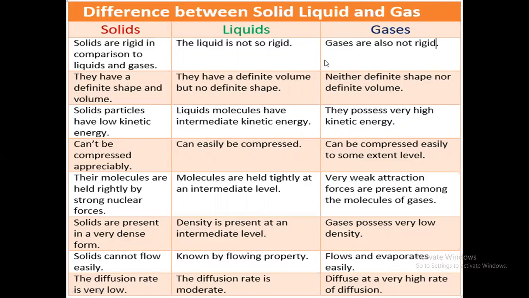Why? Because in solids, the particles are packed by strong intermolecular forces of attraction. They have very little intermolecular space. So they show this property which is called rigidity. Solids have definite shape and definite volume, but liquids have definite volume but no definite shape. Gases neither have definite shape nor definite volume.